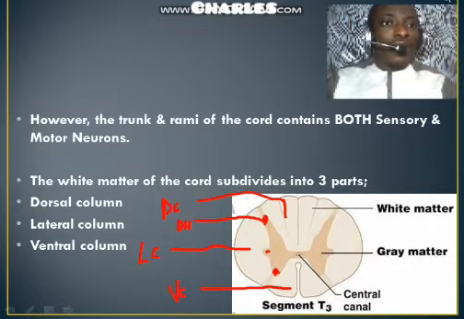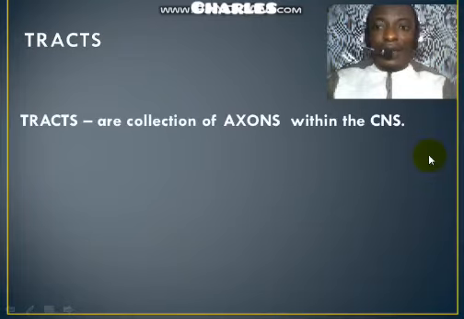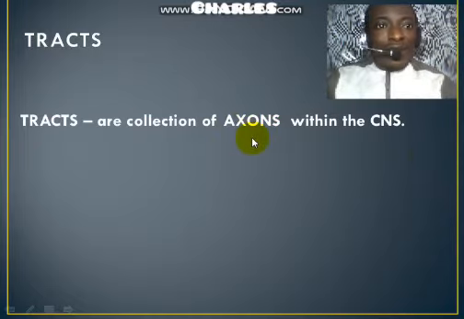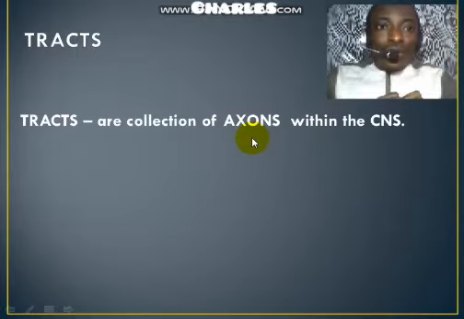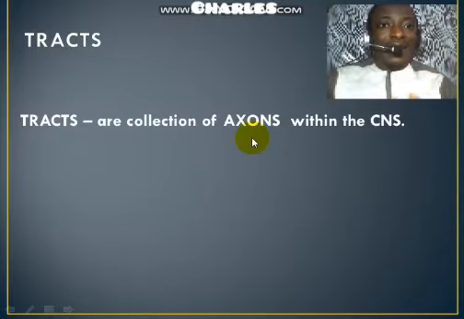Going forward. Tracts. What are tracts? Tracts are collections of axons within the CNS. Take notes. The axons are in capital letters. Tracts are not collections of dendrites of neurons. They are also not collections of soma of neurons, whereas they are collections of axons within the CNS. They are collections of rat tails.